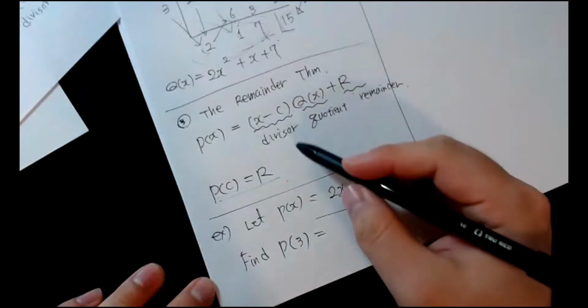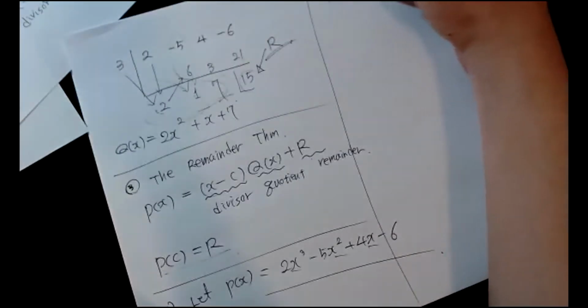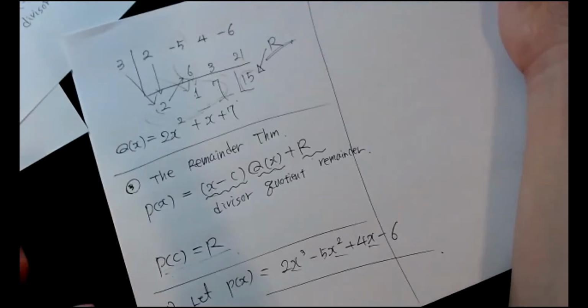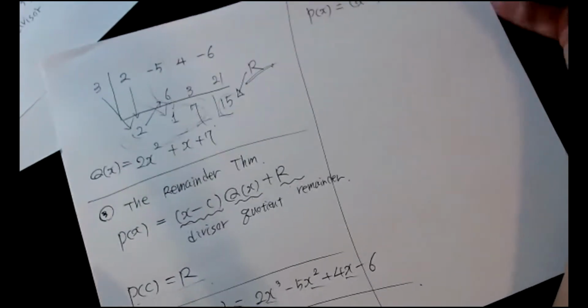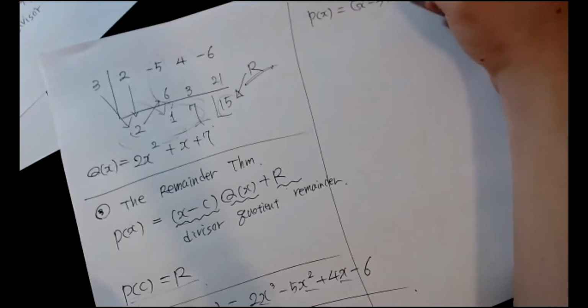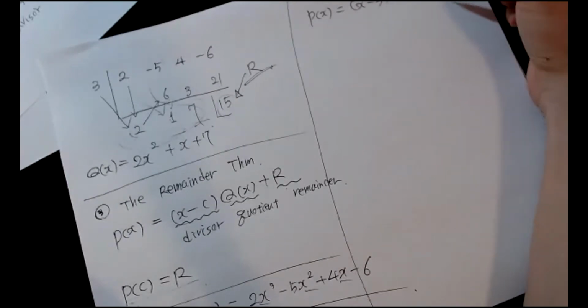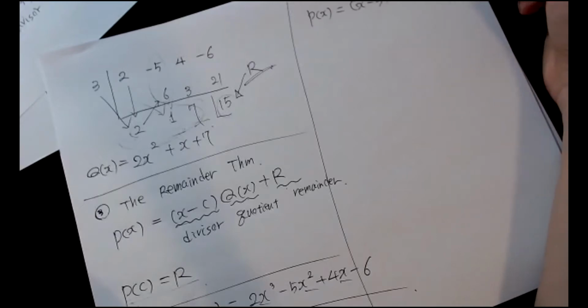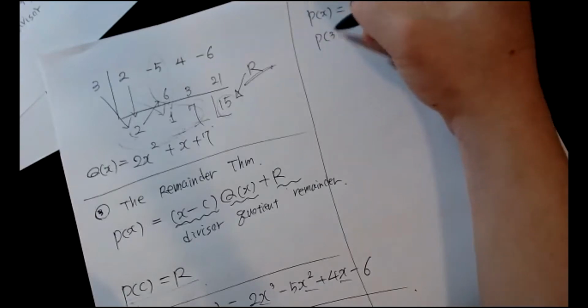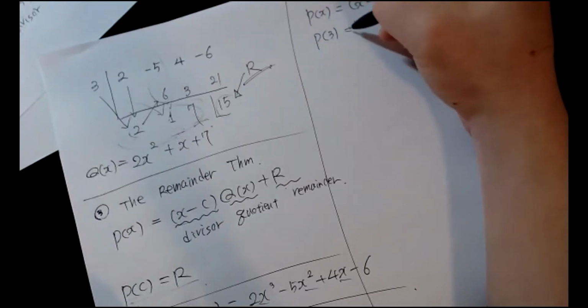Now, how can you use the remainder theorem? We divide p of x by x minus 3 using either ordinary division or synthetic division. Actually, we did that. So then you got q of x, we already know what it is, and then plus the remainder. It turns out the remainder is 15. So now p of 3 is nothing but 15.